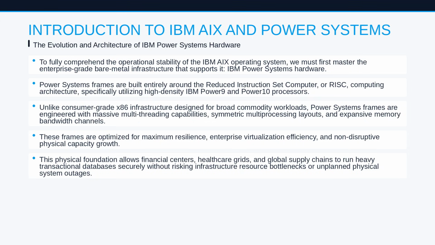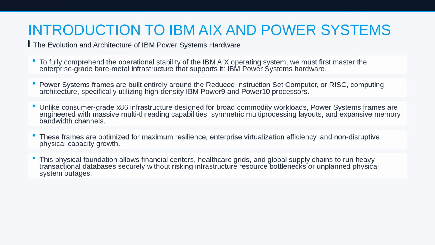To fully comprehend the operational stability of the IBM AIX operating system, we must first master the enterprise-grade bare metal infrastructure that supports it, IBM Power Systems hardware. Power Systems frames are built entirely around the Reduced Instruction Set Computer, or RISC, computing architecture, specifically utilizing high-density IBM Power 9 and Power 10 processors.